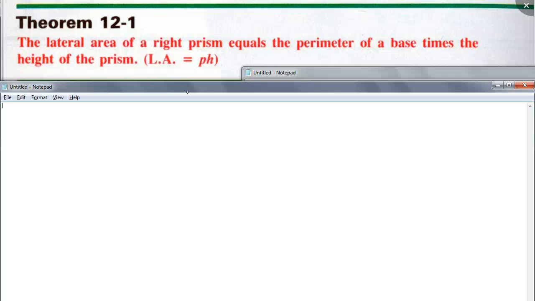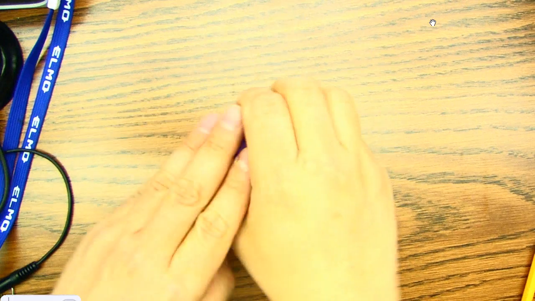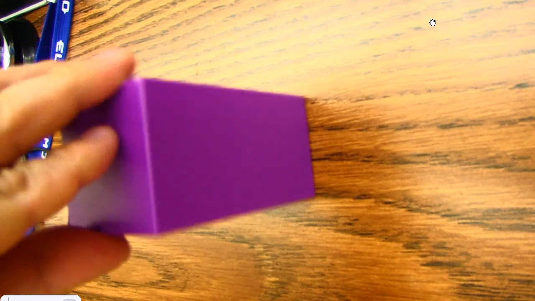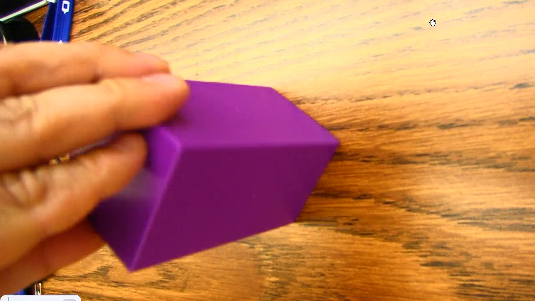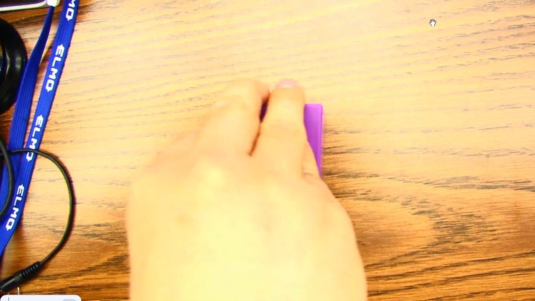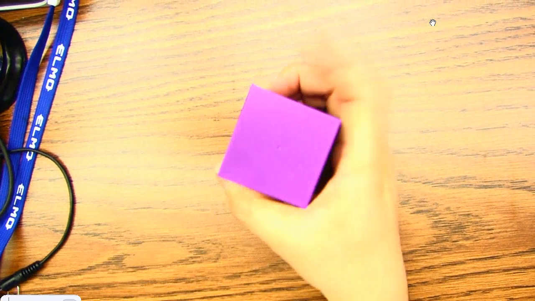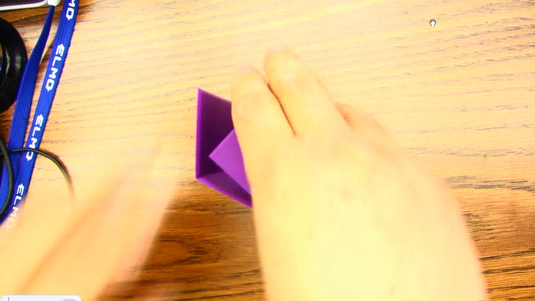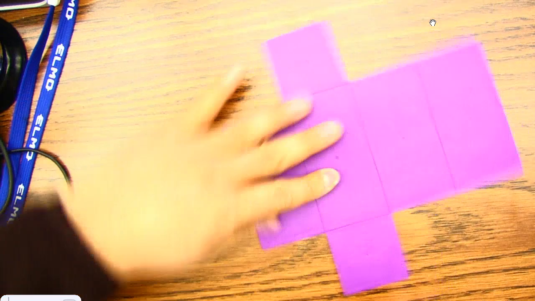Here we go. So let's take a look at this. What do you see here, guys? It's kind of open. So if I do this, what do you see now? It's a rectangular prism. Actually, it's a square prism, right? Now what happens if I were to open this up?